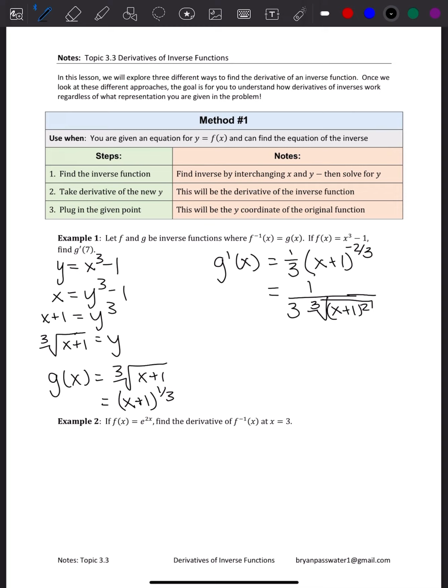So now we're going to go ahead and plug in 7. So g prime of 7 is equal to 1 over 3 times the cube root of 7 plus 1 squared. 7 plus 1 is 8.